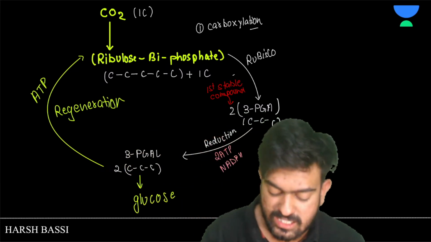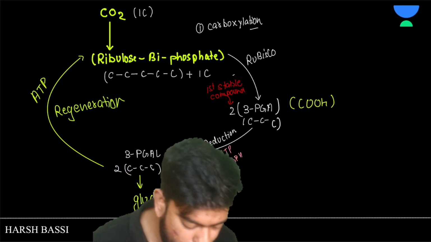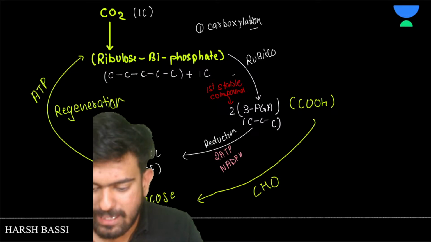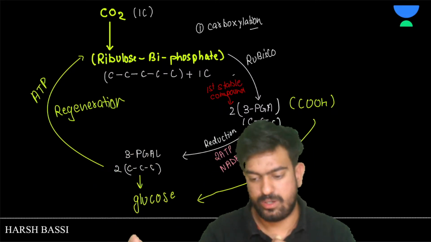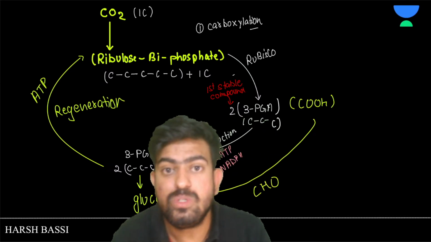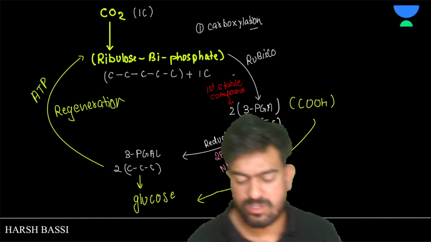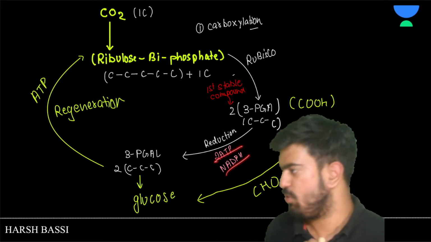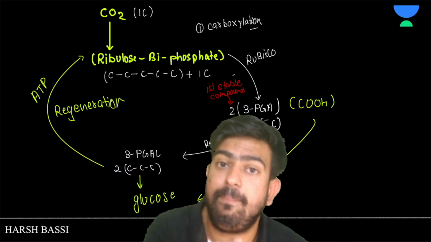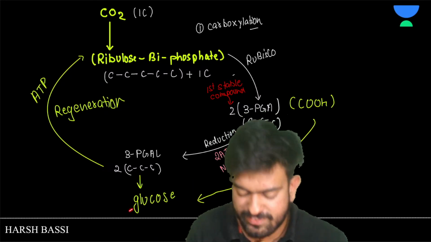Then reduction. Reduction is basically what? PGA, phosphoglyceric acid, has COOH, yes or no? And when you have to reduce, this COOH is converted into CHO, aldehyde. Yes or no? Okay, great. Reduction is just reducing, as we have done here. To reduce things, what do you need? Energy. How much? 2 ATP and 1 NADPH are required. Now, this 3 PGAL is capable of making glucose. So it will make glucose.